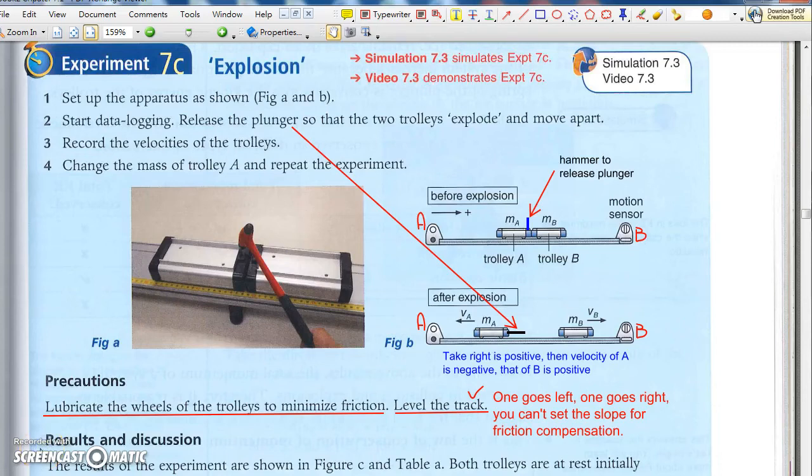Experiment 7C. Explosion. Other than collision, two trolleys may interact in an explosion. A loaded spring is released by hammering its plunger, and the two trolleys will move apart. Two motion sensors are necessary to detect the individual velocities of A and B in different directions.